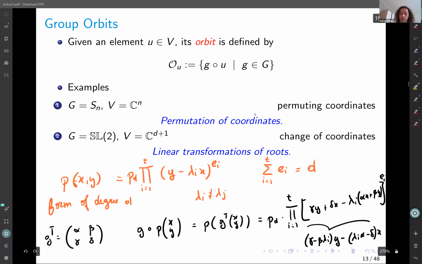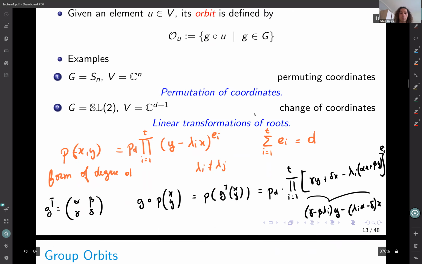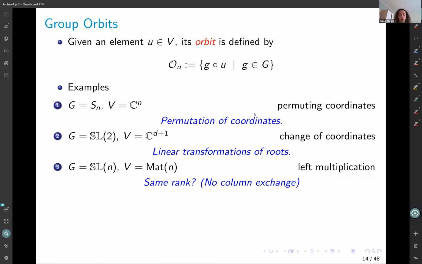All right, so we finished the linear transformations of the roots. And now we also have the left multiplication action, right? That's so familiar to us.